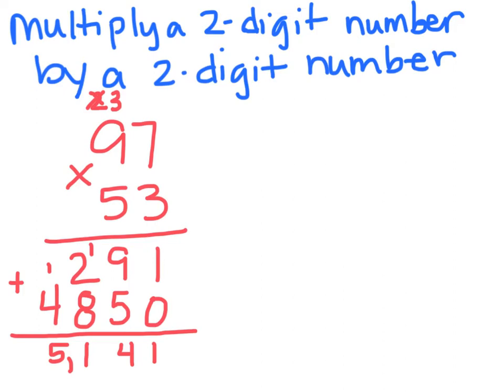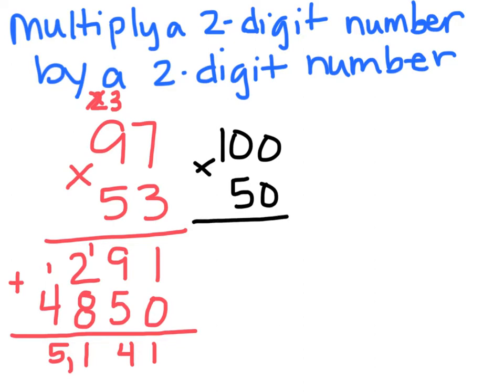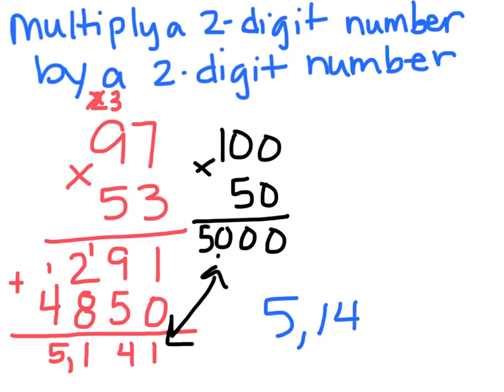Recall our last step is to check to see if our answer is reasonable, and we'll do that by estimating by rounding. So 97 is close to 100, 53 is close to 50, so we'll put a 0 here. 5 times 0 is 0, 5 times 0 is 0, 5 times 1 is 5, and our estimated answer is 5,000. At only 141 apart, I'm going to go with this being a reasonable answer based on our estimate. I am confident that our answer of 5,141 is correct.